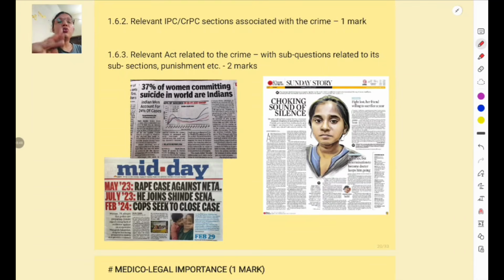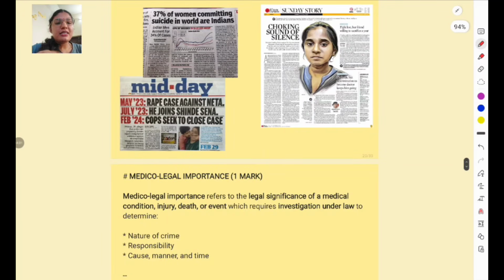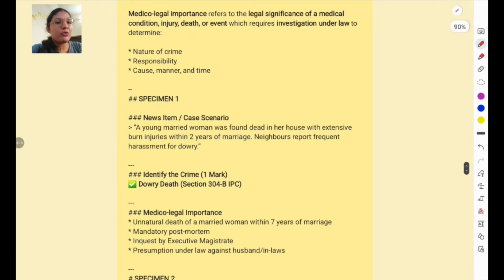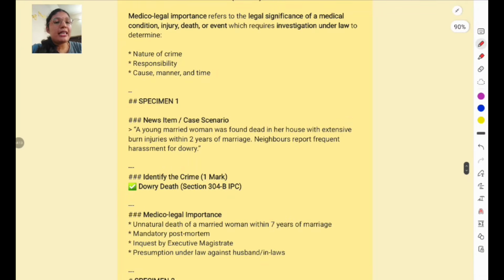Then you have to infer: it may be a dowry case, it may be a rape case, or it may be an accident case, or any injury case, or a sexual offense case. So like that, you have to first of all assess which type of injury or which type of crime scene is there. So here I have written some things. For example, the case is like that.